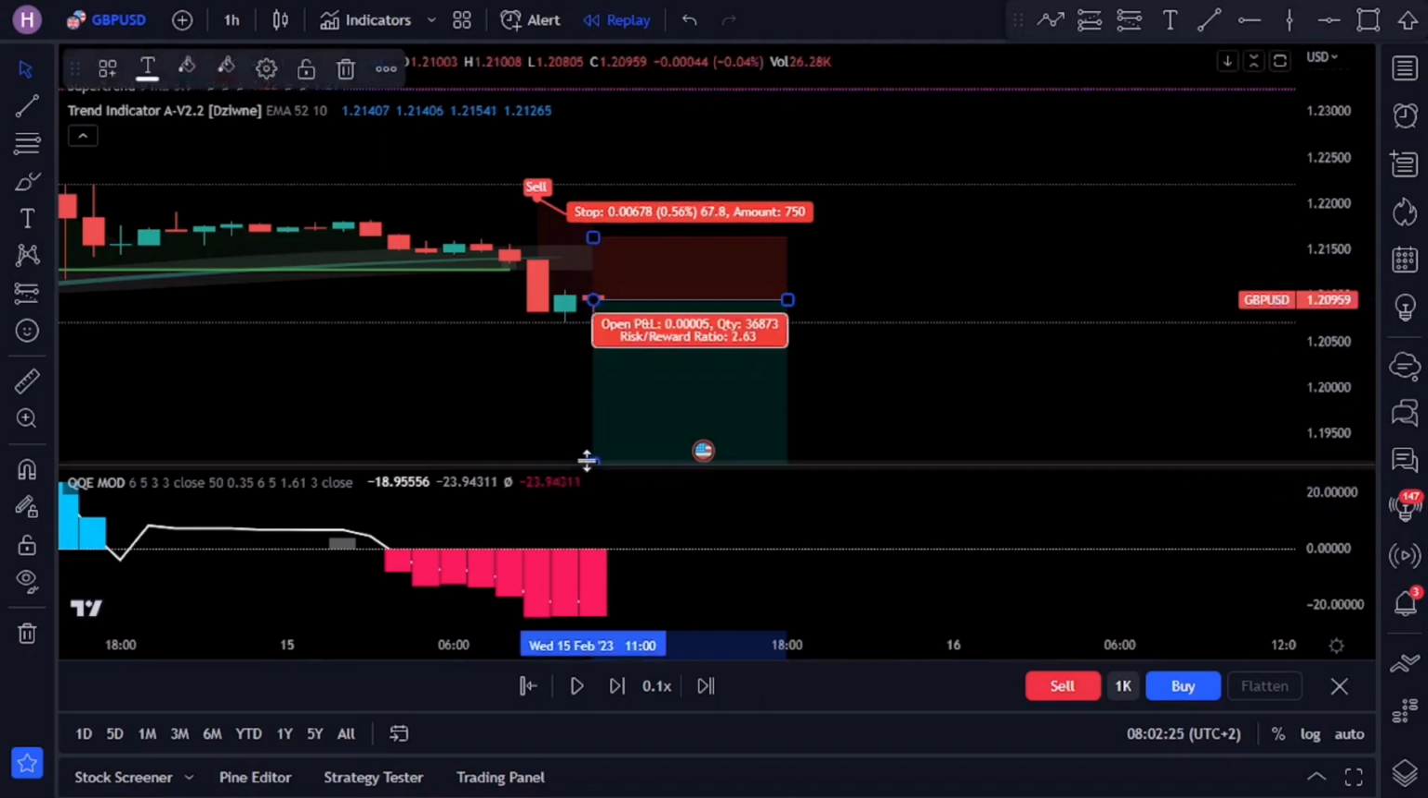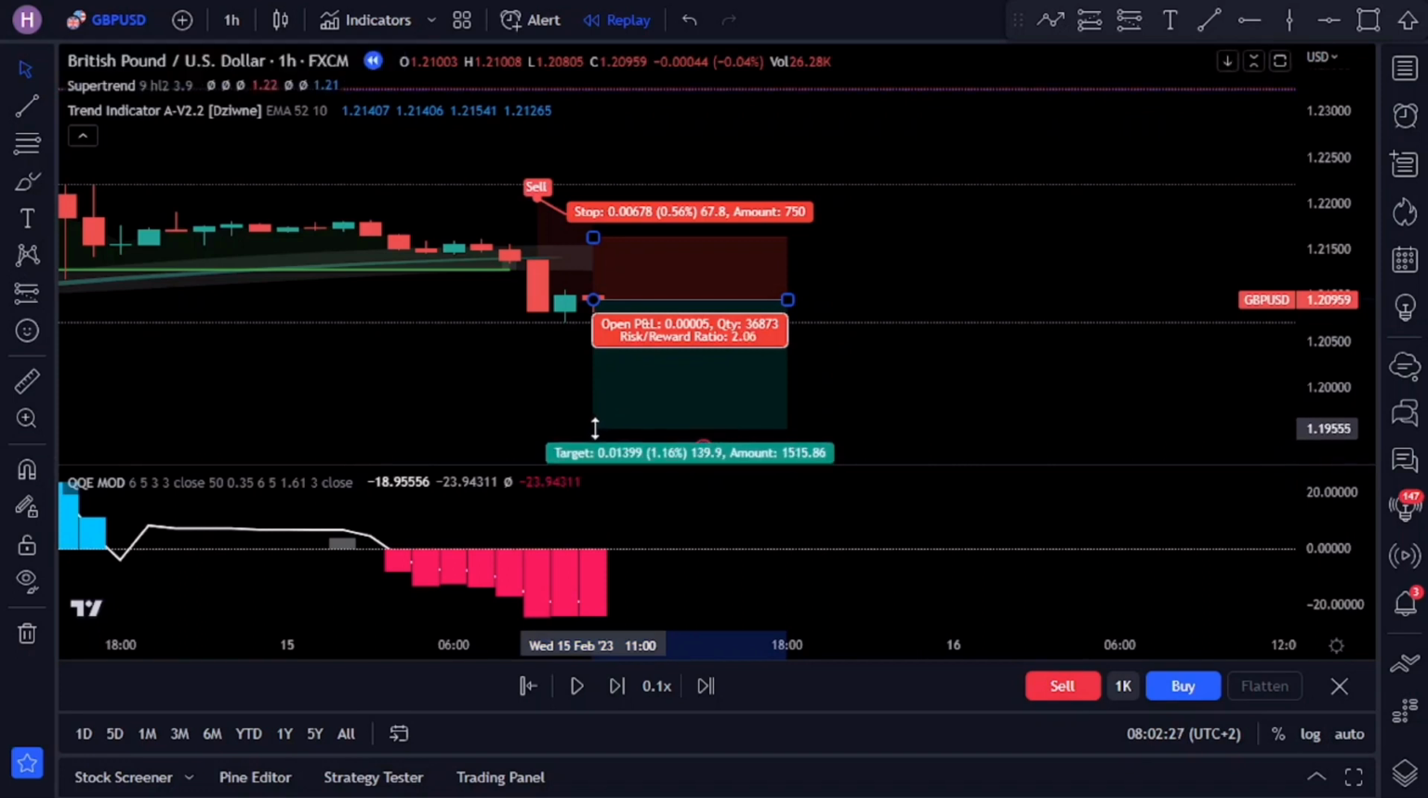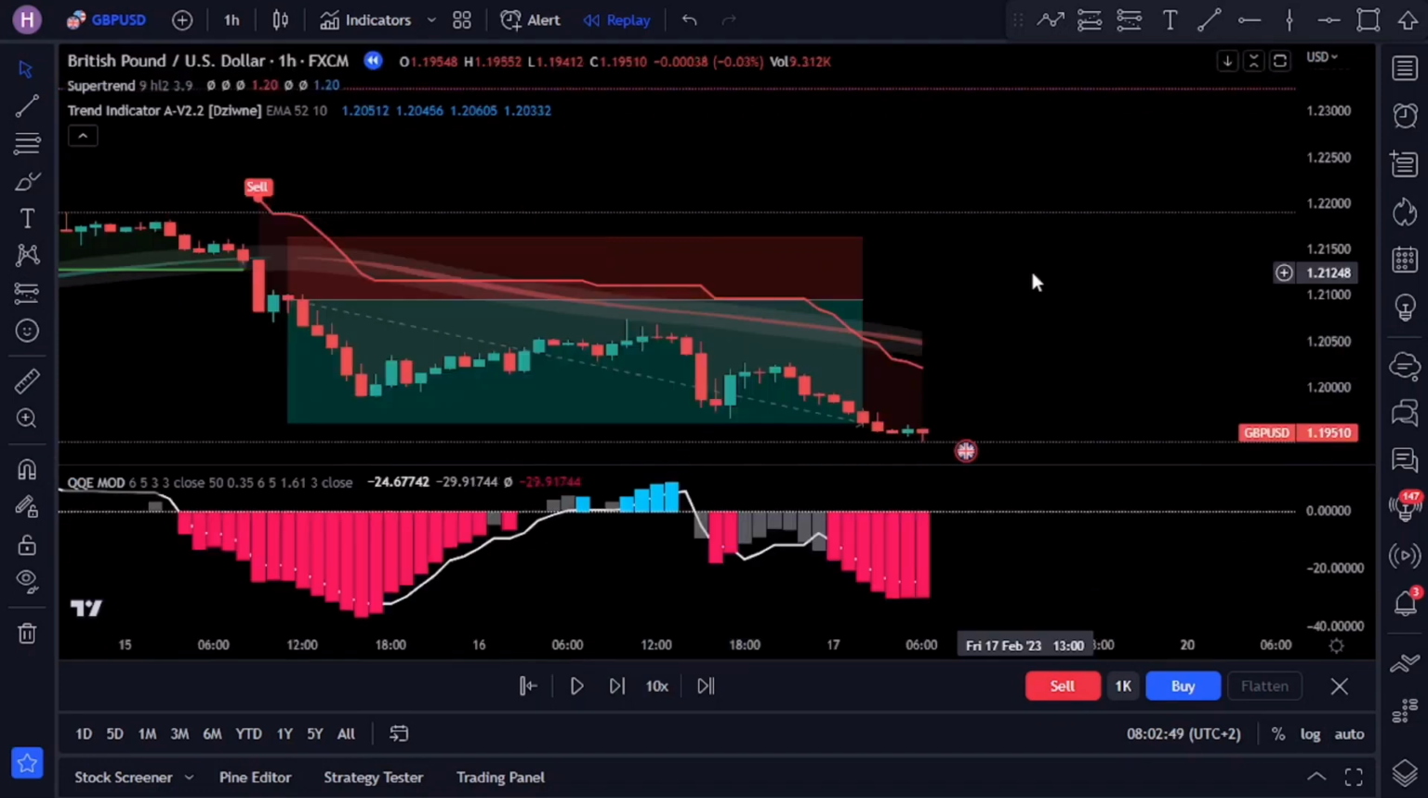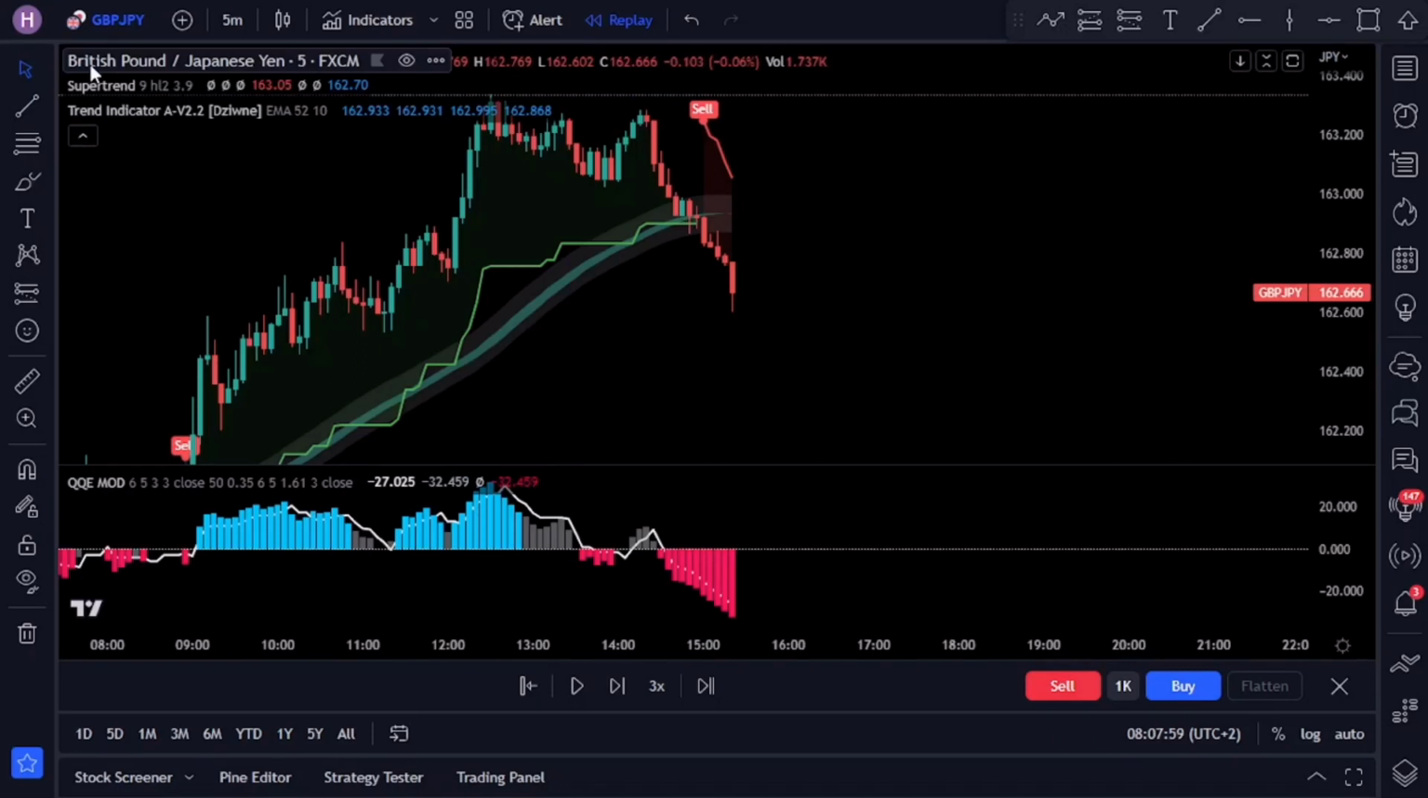Then enter your sell trade with a stop loss above the recent swing high and aim for a 1 to 2 risk to reward. Let me show you another sell trade example. However, this time it's a different time frame. In this way, you'll be able to see that the strategy is both precise and effective with different time frames. Let's take a look at an example on the 5-minute time frame.